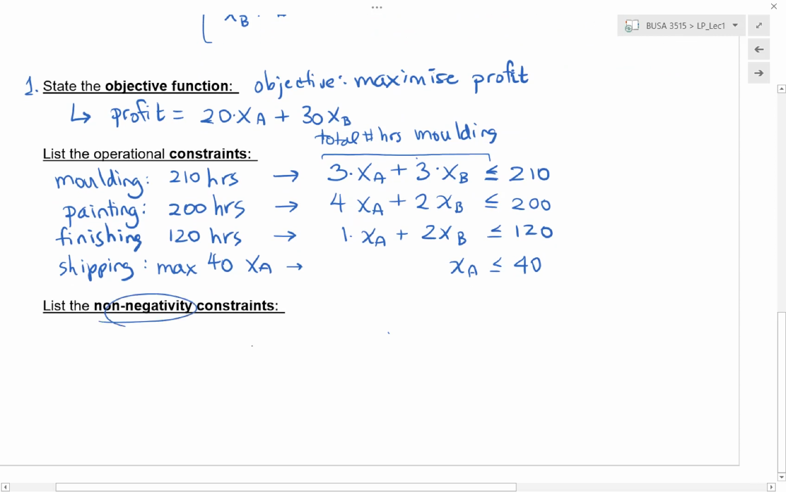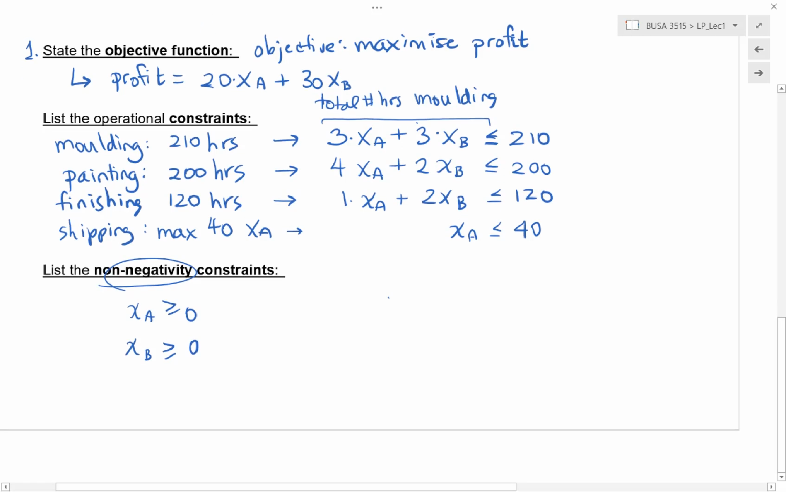Now, non-negativity. That is when a variable cannot go below 0. Both our variables are what we call non-negative. What that means is that they can't be negative. Both XA and XB are a number of items produced. You can't have a negative number of items produced. I guess a negative number would kind of be like antimatter. We're not in a physics class, so we're not worrying about that. So our quantities produced for each item are going to be both non-negative.